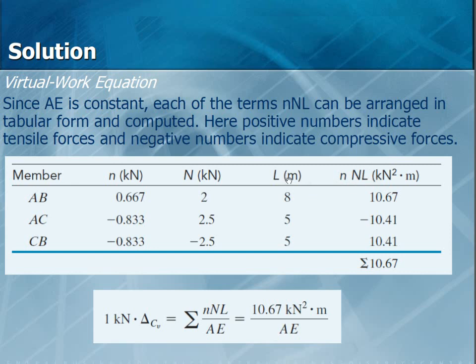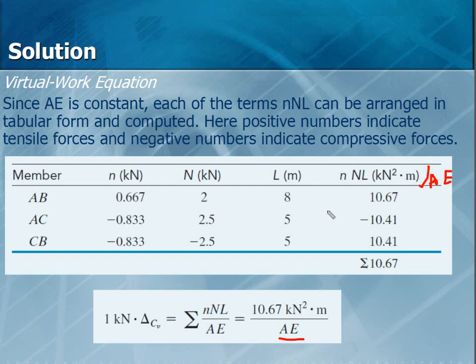You have L here, so I can simply calculate all of them together: n small times N capital times L over AE. Since AE is constant for all the members, we can take it out as a common constant. But remember, if the areas are not the same, you have to do it for each of them alone.